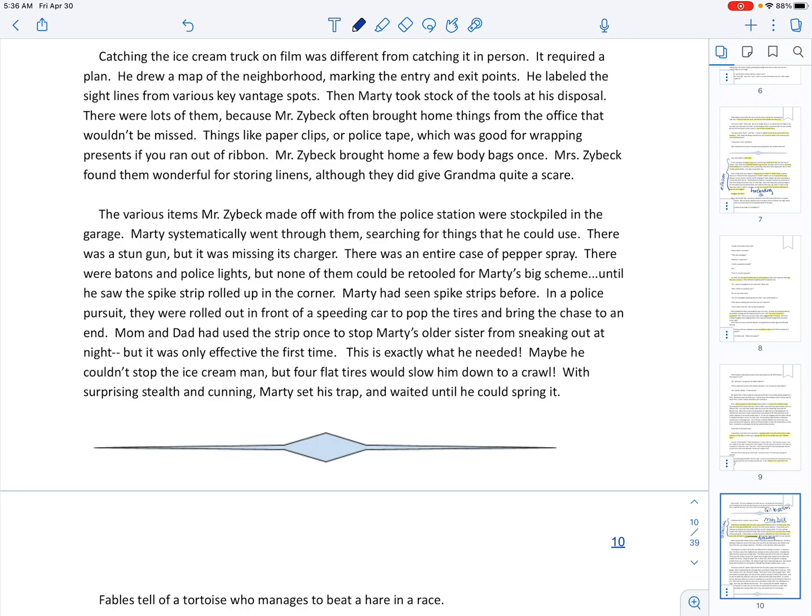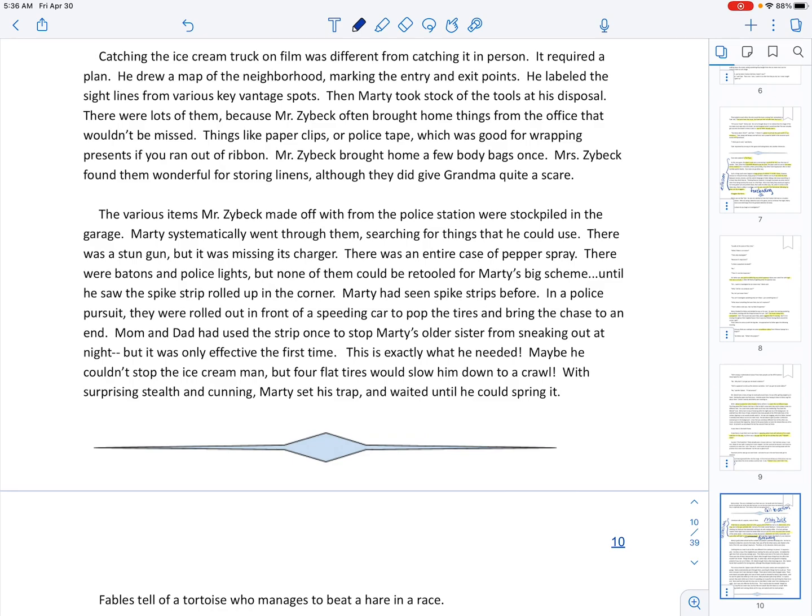Then Marty took stock of the tools at his disposal. There were lots of them because Mr. Zybeck often brought home things from the office that wouldn't be missed. Things like paper clips or police tape, which was good for wrapping presents if you ran out of ribbon. Mr. Zybeck brought home a few body bags once. Mrs. Zybeck found them wonderful for storing linens until they gave Grandma quite a scare. The various items Mr. Zybeck made off with from the police station were stockpiled in the garage. Marty systematically went through them, searching for things he could use. There was a stun gun, but it was missing its charger. There was an entire case of pepper spray.